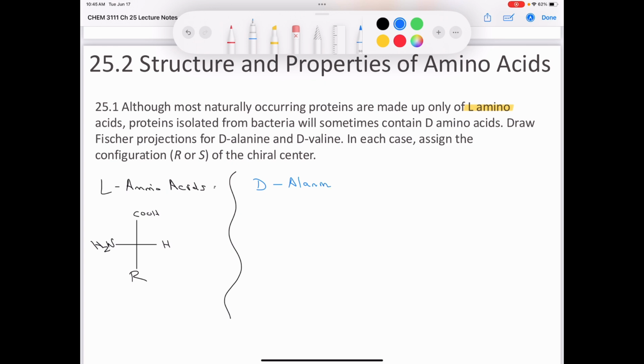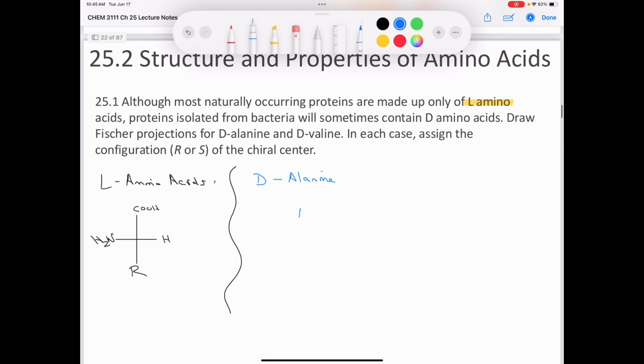So we've got D-alanine, and our carboxyl group is still going to be at the top like this, but now our amino group is going to be on the right-hand side, just like D-glycine. The amino group is on the right-hand side of the chiral carbon. And then alanine, the R group, is a methyl group. And then if we have D-valine, the R group in this case is an isopropyl group.